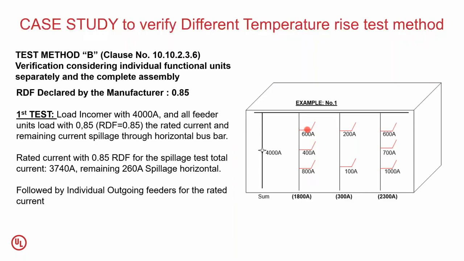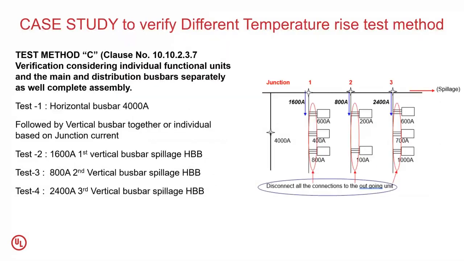Test method B is going to be expensive because it has one test like 10.10.2.3.5, same way here, but with RDF, followed by individual breaker as per the declared rated current. At that time, we pass actual current, not RDF current. This is the 10.10.2.3.6 method. Next is test method C. As I mentioned to you, after test method B with RDF, we need to follow for the horizontal bus bar, whatever rating, 4000 amperes.